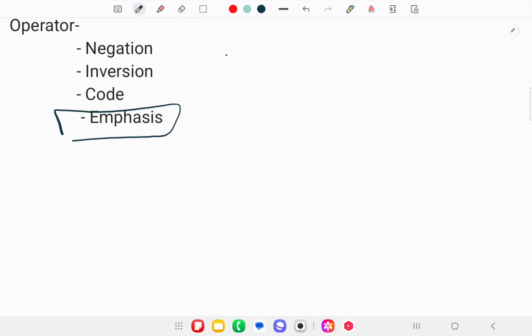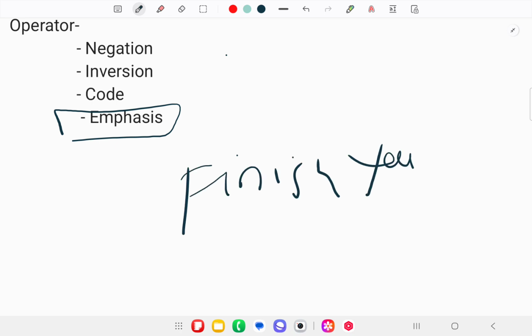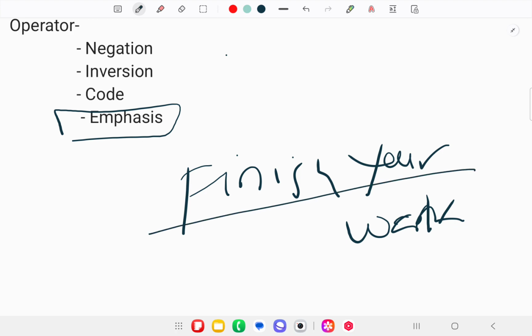What is emphasis? Emphasis means something like when you are not willing to do anything and you are forced by something to do that thing. Also we can say that the operator carries emphatic stress in speech, like if I say to you, finish your work, finish your work. Okay, so this is the emphasis sentence. If I say to you, finish your work, it means that anyhow you have to finish this work.